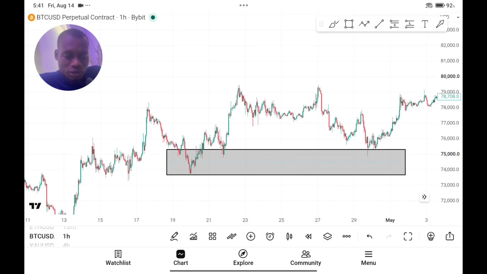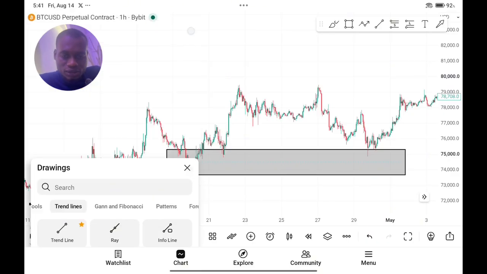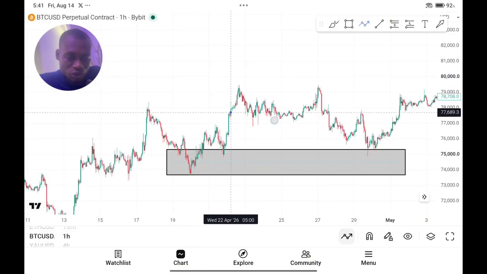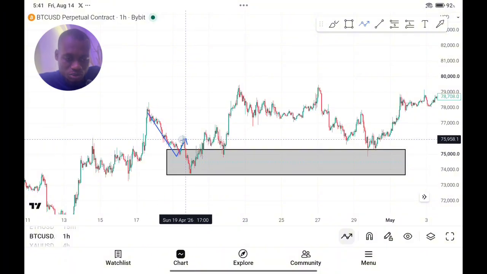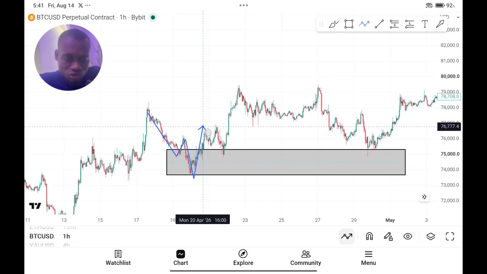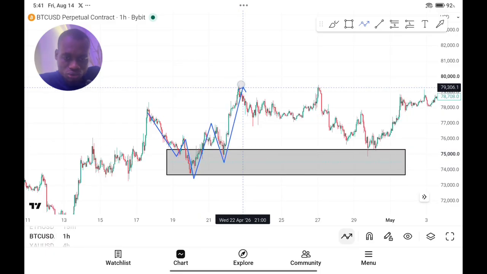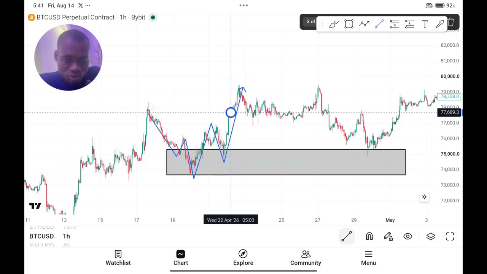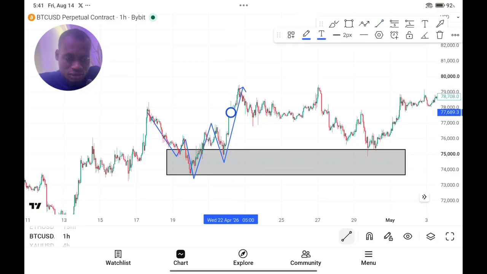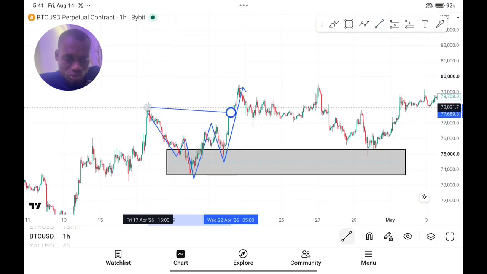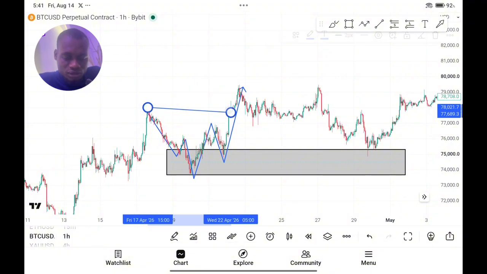Alright, so I told you guys that when we learned about the liquidity zone, there must be a sweep. This is actually the sweep. We saw price sweep liquidity here. It came up, created a structural liquidity, and did what? A break of structure. This is the break of structure that price did.